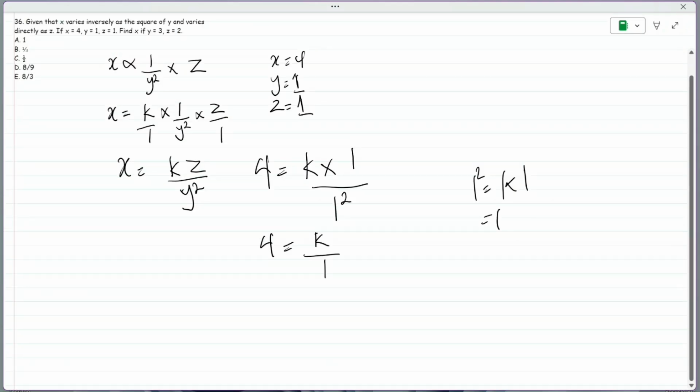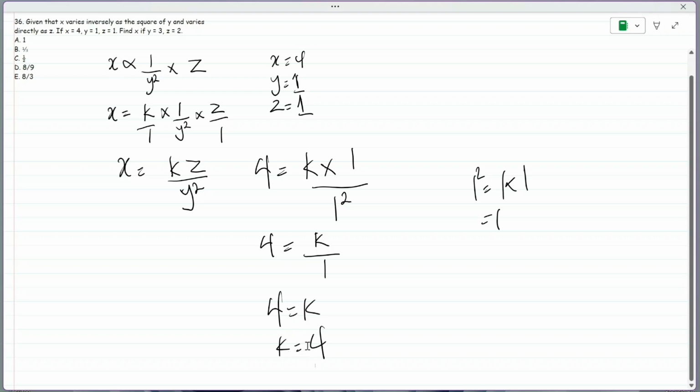Here we have 4 equals k over 1. Anything divided by 1 is that number. So k divided by 1 is k. It's like 2 divided by 1. So k divided by 1 is k. You can still say k equals 4. 4 equals k, k equals 4, the same thing.